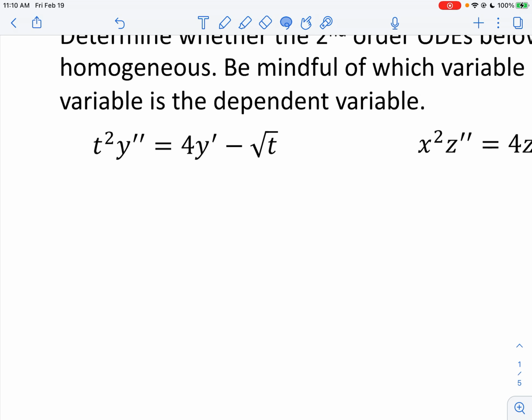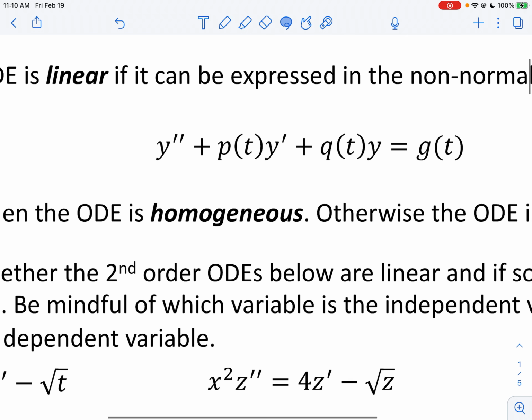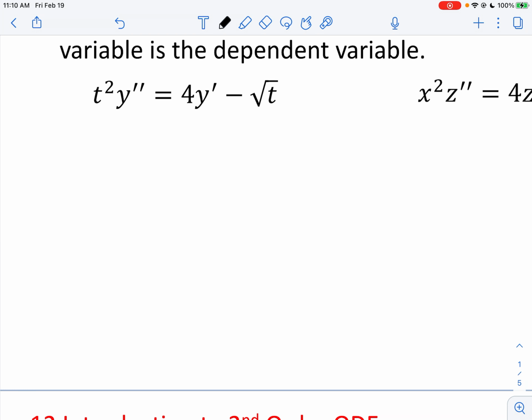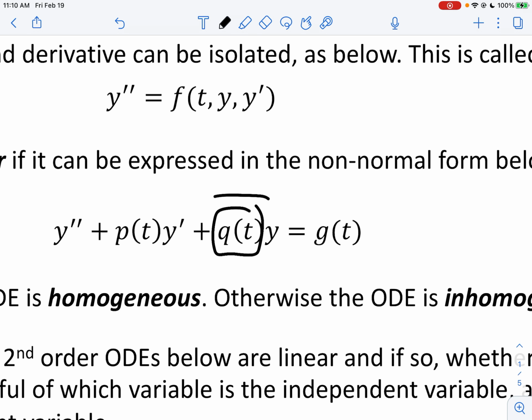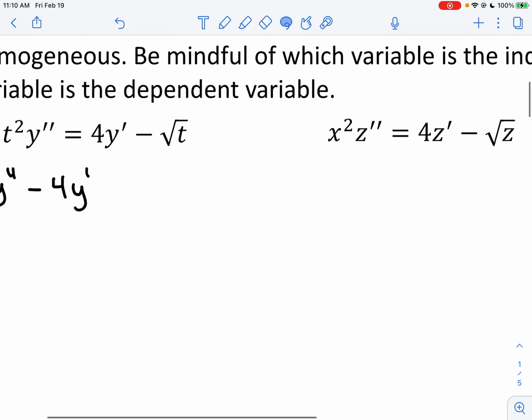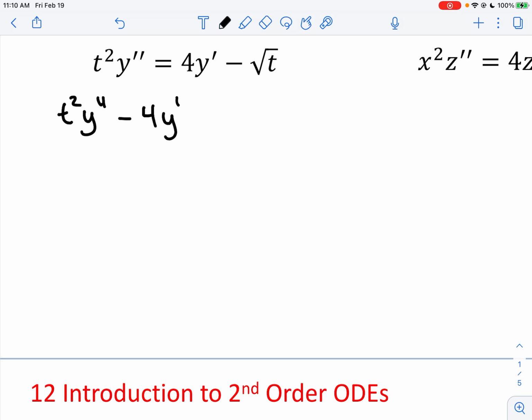And to determine if this is a linear differential equation, we're simply going to try to put it into this form that we see right here. So I'm going to prep by getting the y double prime term to lead off. If there's a y prime term, move it over to join, so minus 4y prime. Notice there's no y term. That's fine. This function q of t could be 0, meaning that this term isn't present, and that would still be linear, right? So it's okay that these functions here could be 0. And then we leave that negative square root of t on the other side.